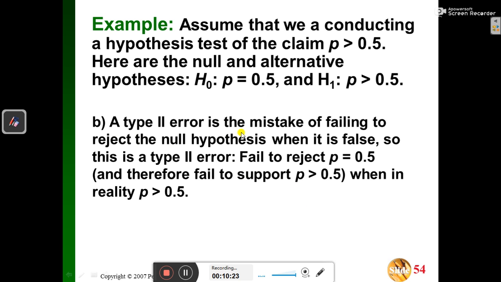And a type 2 error is the mistake of failing to reject. If we fail to reject p equal to 0.5 and therefore fail to support p greater than 0.5 when in reality the alternative hypothesis is true.